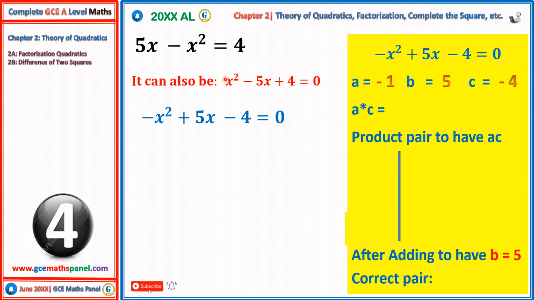So this one, where the coefficient of x squared is positive, will look like a valley. This one, where it is negative, is a hill. We will look at properties of quadratic curves in the next lesson.